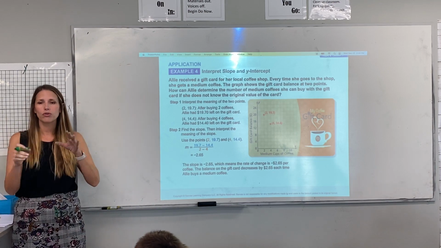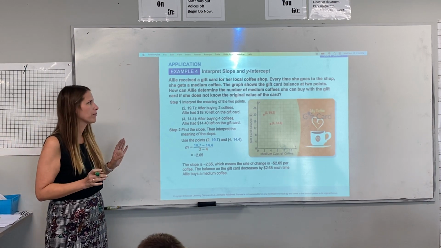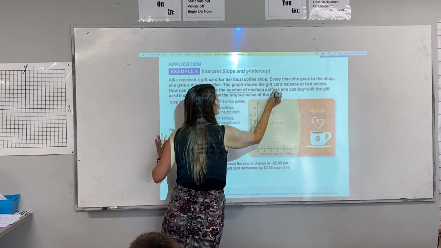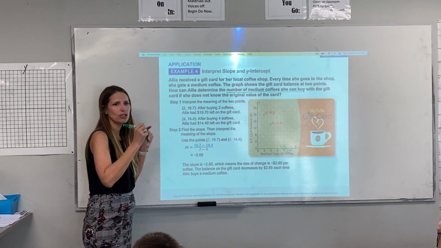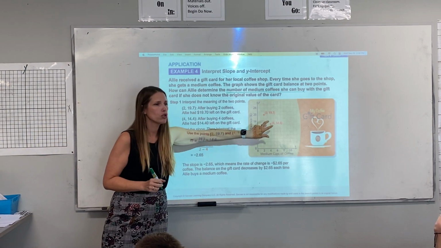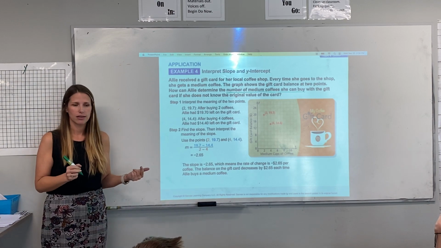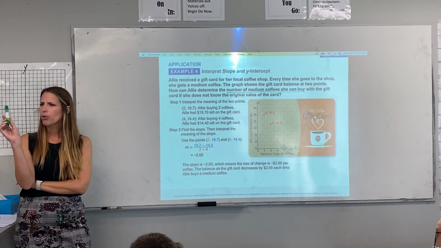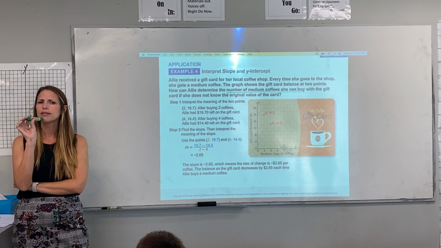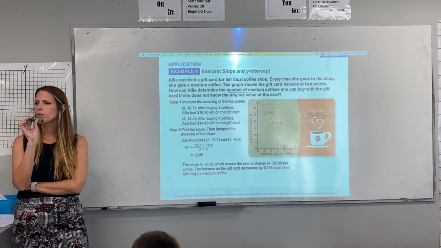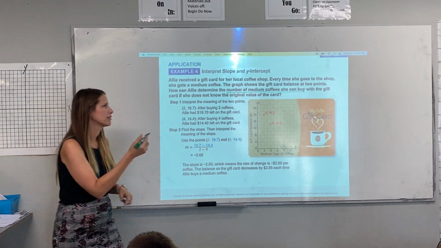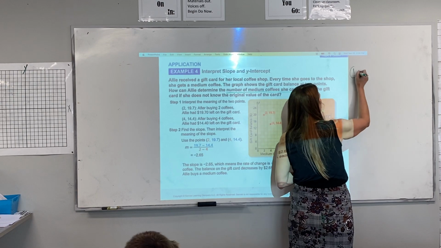Okay, let's work through this because that question is really tricky. We're going to find out the number of medium coffees she can buy, even though we don't have the original amount. But we do know 2 points on the line. In the problem we just solved together, didn't we know 2 points on the line? What was the first thing we did? We found the slope. Remember? We're going to find the slope.